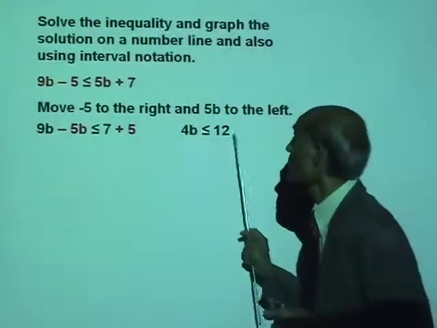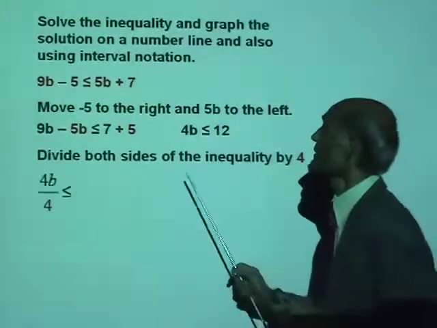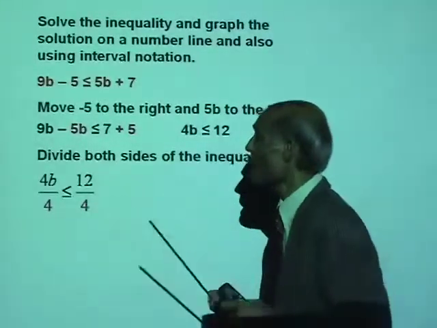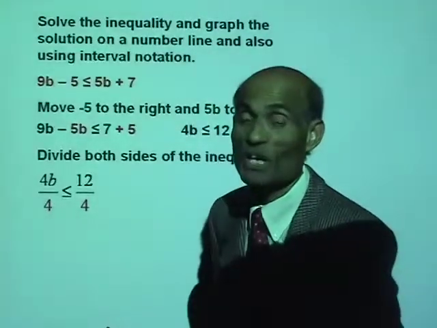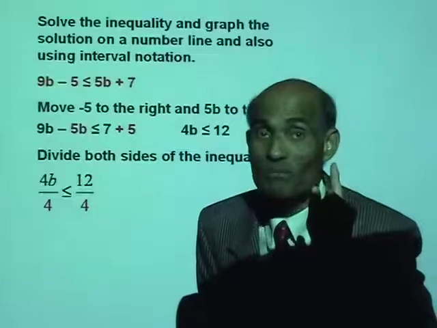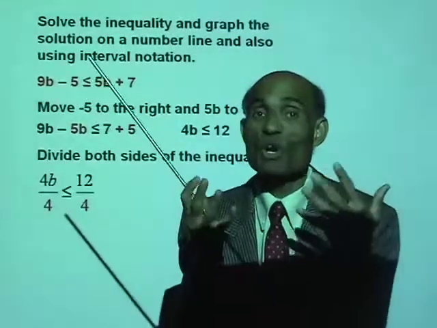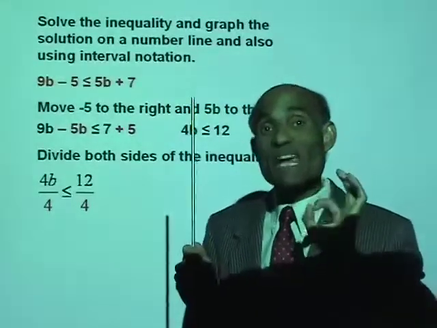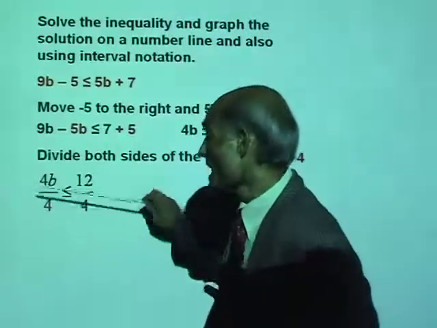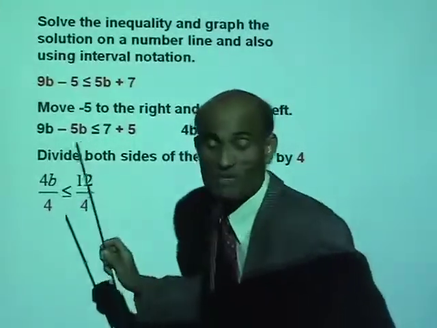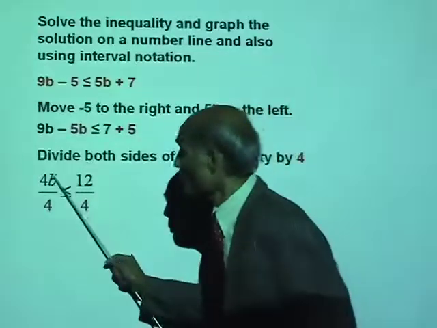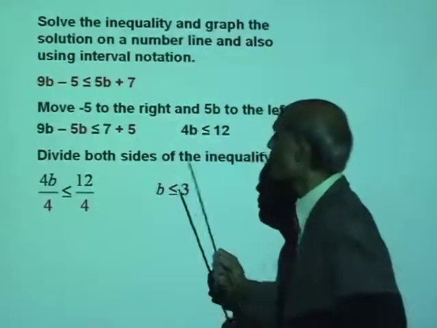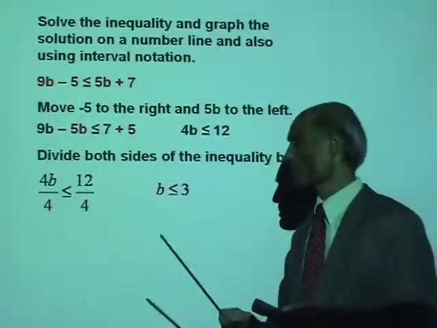And now divide both sides by 4. That will be 4b divided by 4 less than or equal to 12 divided by 4. Remember, we are now dividing by a positive number. Dividing by a positive number will cause no problem. The problem comes only when you divide by a negative number. Alright? We are now dividing the inequality by a positive number, so there is no problem. 4 and 4 will cancel. We get b less than or equal to 3.